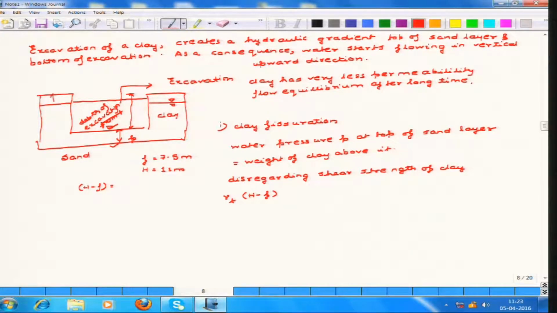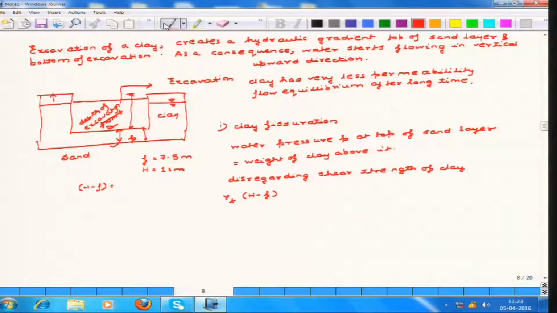H is the length of the clay layer from the top of the ground surface. So, H minus F is just the length where the hydraulic gradient is created from the top of the sand layer to the bottom of the excavation. H basically says the depth of the clay layer, while F is the depth of the excavation. Now, gamma total is the total unit weight of the clay in that layer.